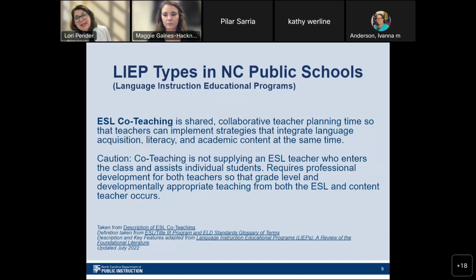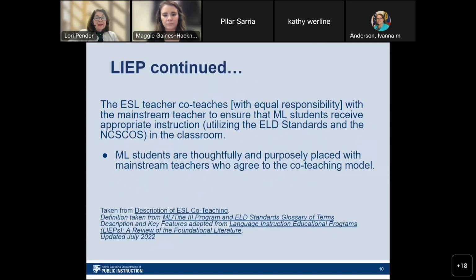So you will see that it is shared and collaborative, right? And I love that part about integrate language acquisition, literacy, and academic content at the same time. And there is a caution there, right? ESL teachers coming in, they are not assistants. They are teachers, certified teachers who are teaching. So we want to make sure that this relationship is something that we build and work on equitably. We're going to look at some individual bullets about this same topic.